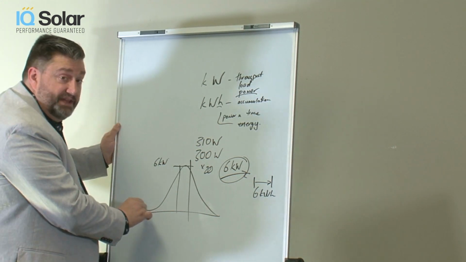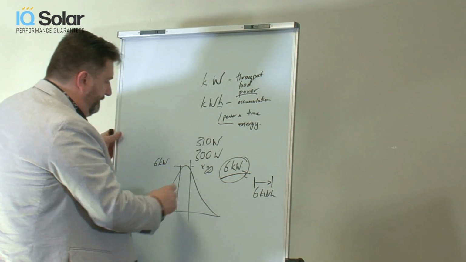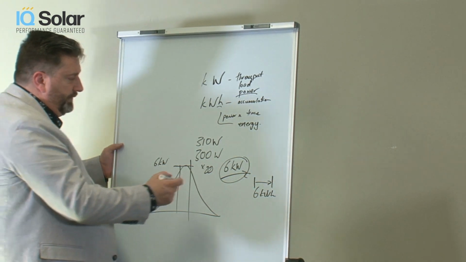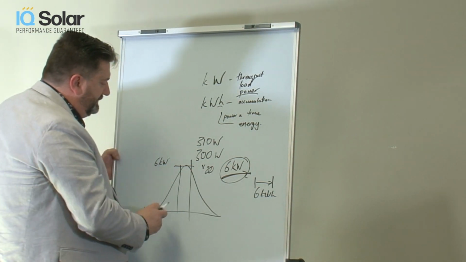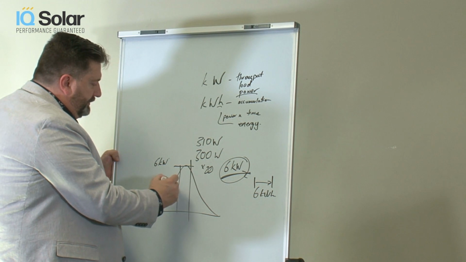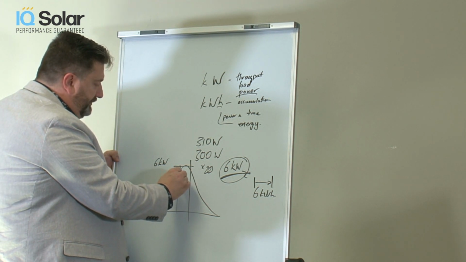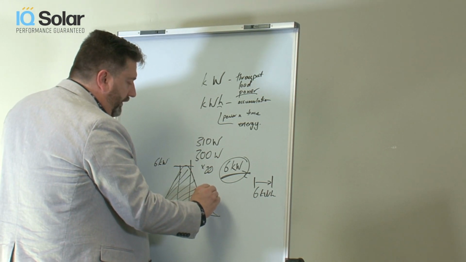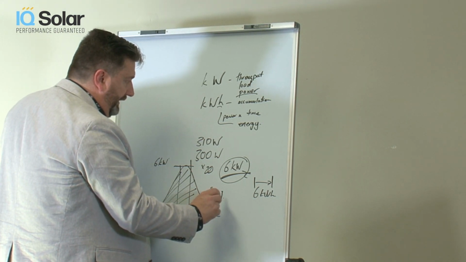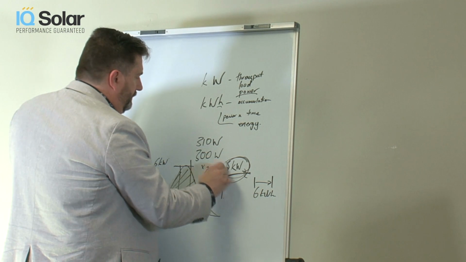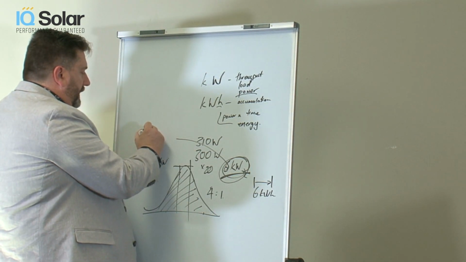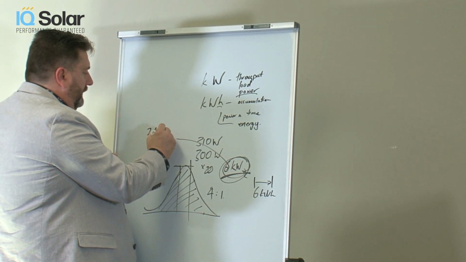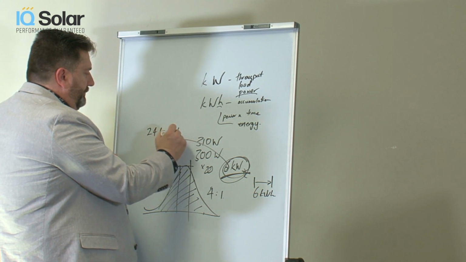In the morning when it starts up, it's just a few hundred watts. So the relationship between the system size and the total energy that system will produce during the day is normally, on average, a relationship of 4 to 1. So a 6 kilowatt system will produce around 24 kilowatt hours per day.